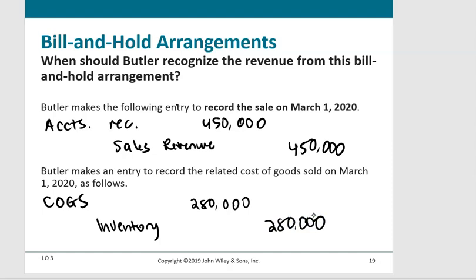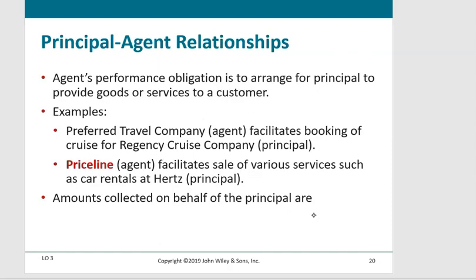All right, let's move on to our second to last topic, principal-agent relationships. Think about Priceline. Priceline is providing this service, but when they're selling, let's say, a rental of a hotel, and Priceline's collecting that full amount from the customer, it can't recognize that entire revenue. That doesn't belong to Priceline. It sends most of that revenue directly to the hotel that the customer just booked, but it keeps the commission. So amounts collected by the agent on behalf of the principal are not revenue of the agent.